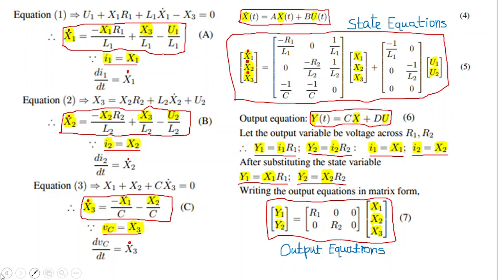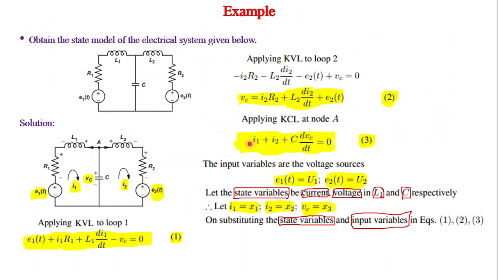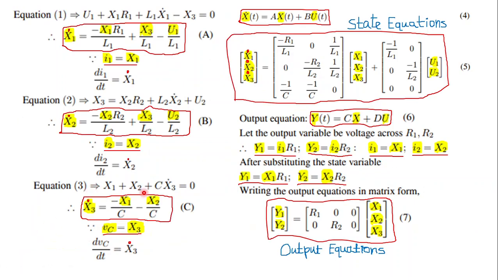That is what we have done here. Similarly, the next equation, third equation, I1 plus I2 plus C dVc by dt. What is I1? X1. What is I2? X2. What is dVc by dt? Dx3 by dt, that is x3 dot. So x1 plus x2 plus C x3 dot is 0. That is what we have written here exactly. So from this you write x3 dot. Therefore what we have done is we have taken Vc as x3, that is dVc by dt is x3 dot.